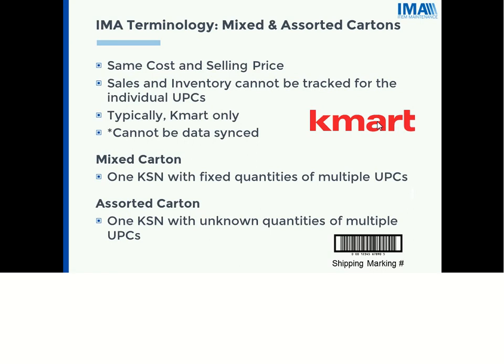So mixed and assorted cartons have the same cost and selling price. The sales and inventory cannot be tracked for the individual UPCs, which I'm going to explain a little bit clearer in the next couple of slides. And typically, it's Kmart only, or more specifically, allocation. So technically, we do have some Sears items that are shipped via allocation, and they could technically be built as mixed and assorted cartons. It's a bit unusual.